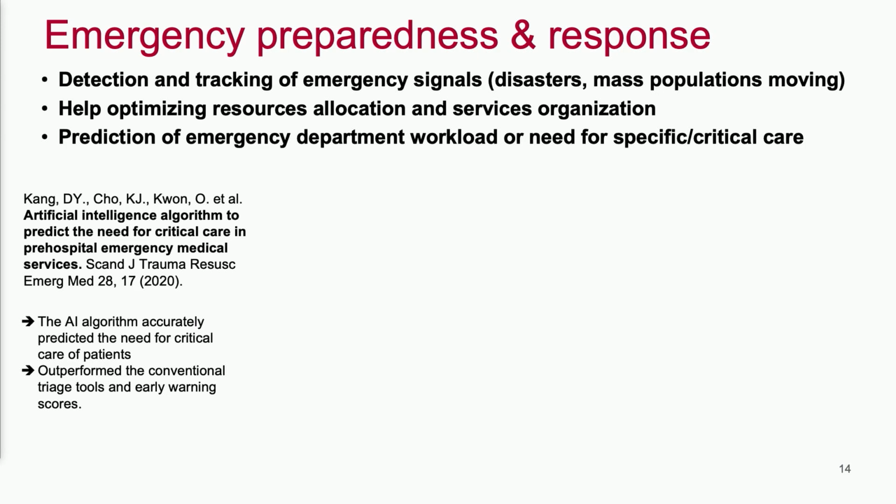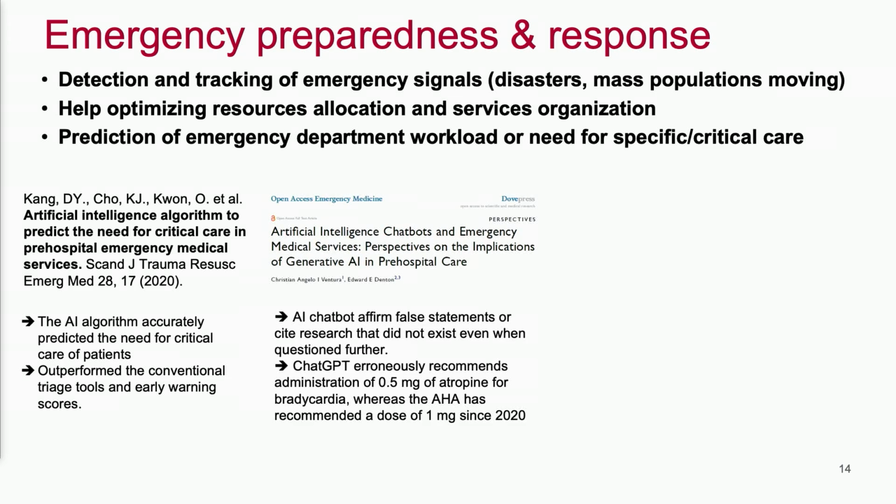And if I go to the critical care side, this is one example using an artificial intelligence algorithm to predict the need for critical care in a pre-hospital emergency medical service. So they could show that indeed this algorithm could give a good prediction, but for the moment it's only prediction, it's not something that is implemented further.